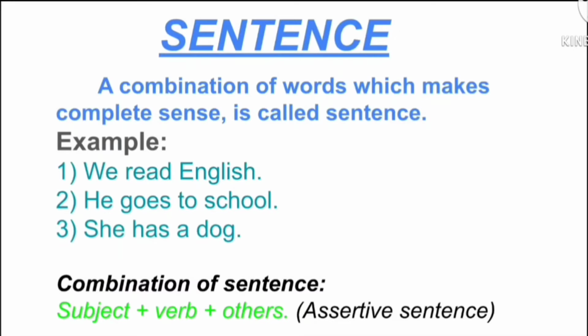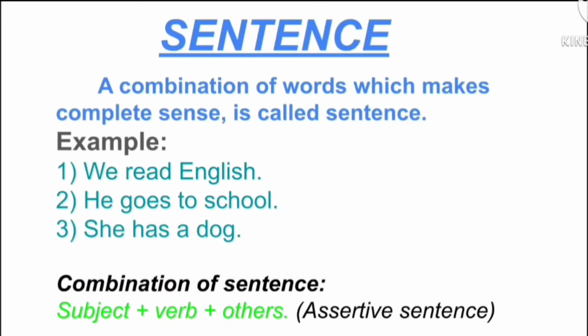Now sentence. Here is the definition of sentence. A combination of words which makes complete sense is called a sentence. In other words, you may say a group of words which have a complete meaning is called a sentence. Here are examples of sentences: We read English. He goes to school. She has a dog. These are sentences.